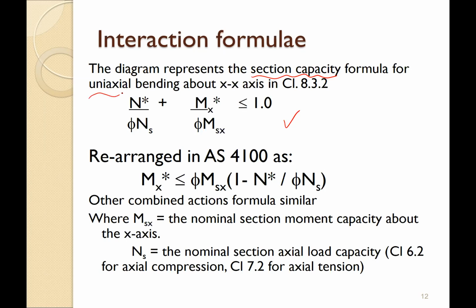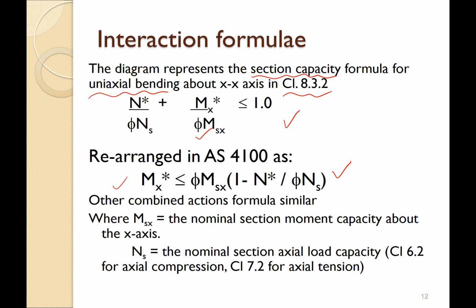Then what we are also saying, uniaxial bending about x-axis in clause 8.3.2. Uniaxial bending about x-axis, that is the interaction formula which we have just shown in the previous slide. Now if you rearrange, then you get this one. Rearrange means what does it mean? That means if you know N star, or if you know the compressive force or compression capacity and the moment capacity, then this formula will tell you the maximum moment this section can carry. That's what the formula is.